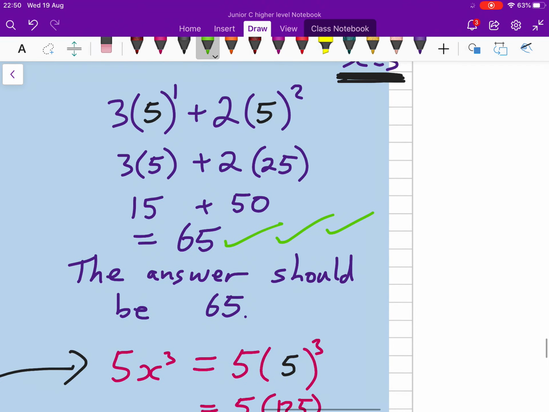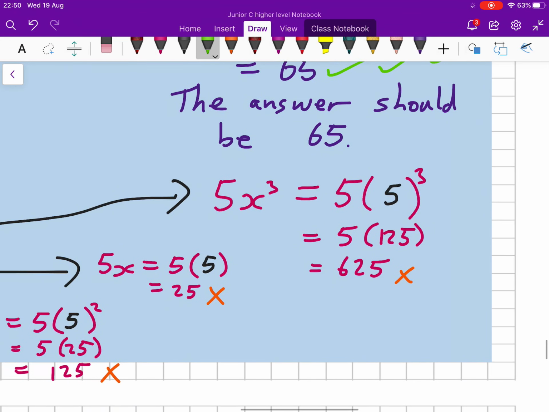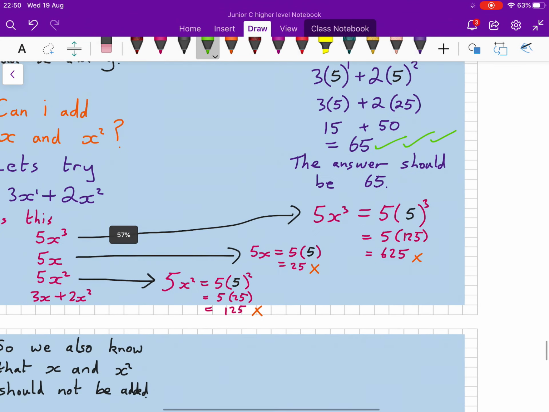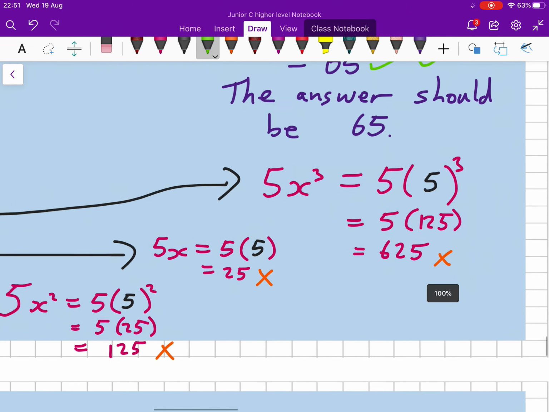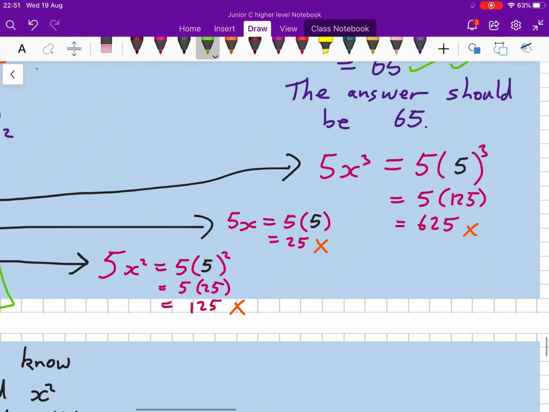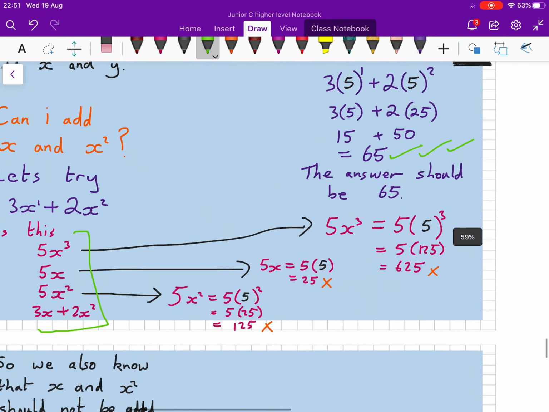The answer should be 65, but we had some suggested possible answers over here. Investigating each of these, none of them work. So really the last answer, where we don't add them, is the way to go. We can see the work there in that pinky pen, where we substitute in our black number 5, because we suggested the x can be 5 for the purpose of this investigation.